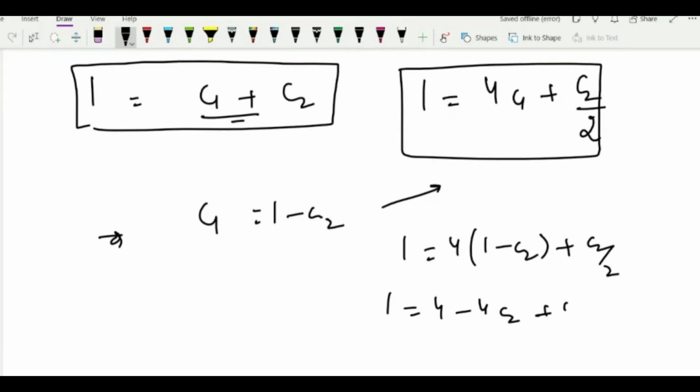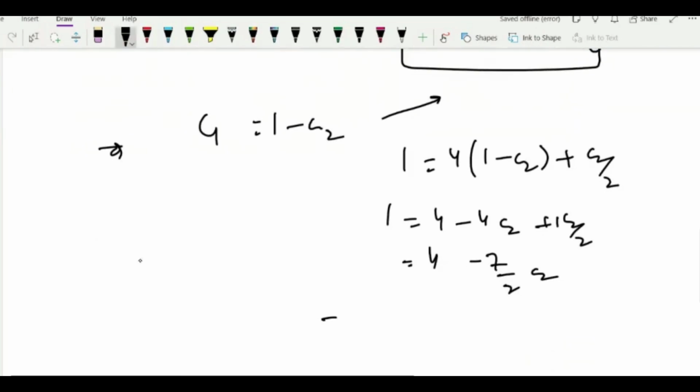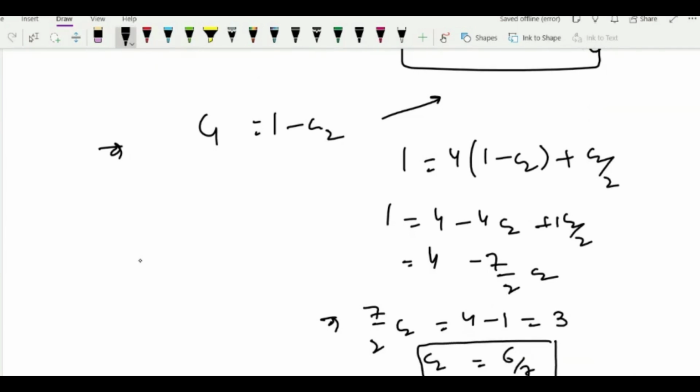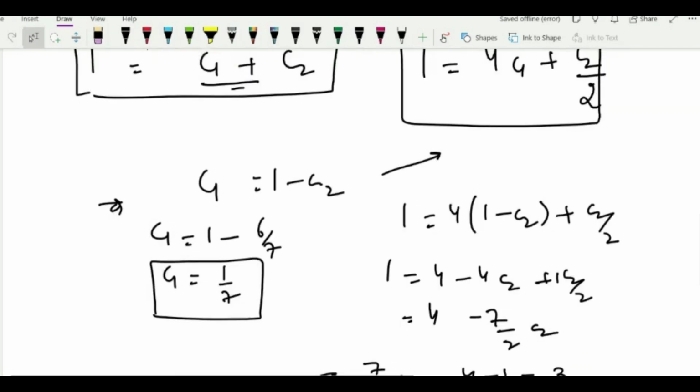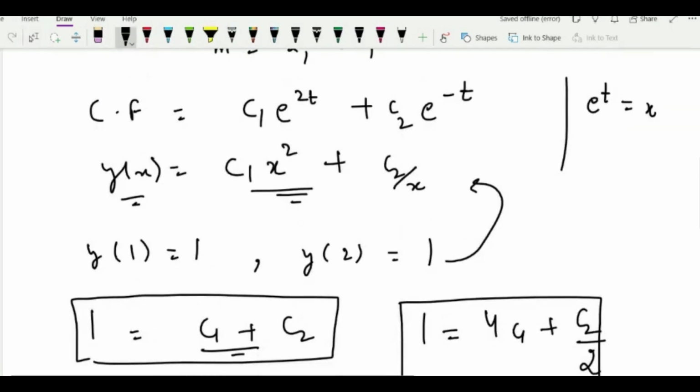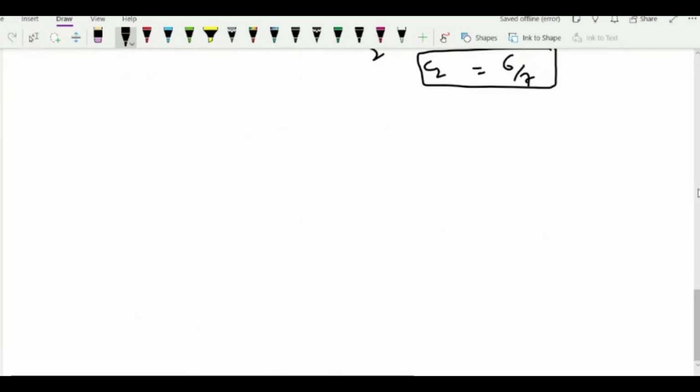4 − 4C2 + C2/2 = 1. Minus 4 plus 1/2 is −7/2 C2. Or we can write it as 7/2 C2 = 4 − 1, which is equal to 3. So C2 = 6/7. As C2 = 6/7, so C1 = 1/7. Substituting back in the solution C1 x² + C2/x, we get C1 x² with C1 as 1/7, and C2/x.